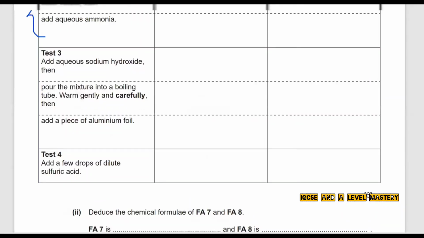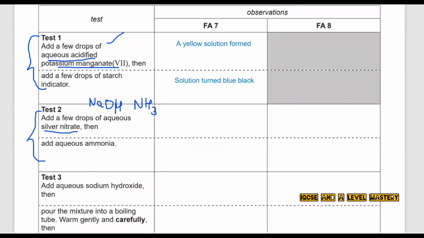When I did the test for Fa7 and Fa8, I got two different colored precipitates. For Fa7, the color was yellow. Yellow means it's not very dark yellow. You can say it as very pale yellow, or you can just write yellow itself. So a pale yellow precipitate was obtained. That is important. Or just write yellow precipitate formed.